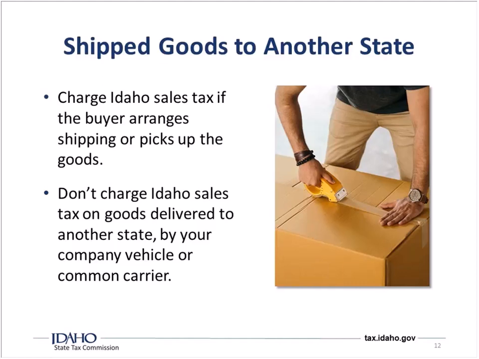If you're delivering it or arranging shipping to another state, you or your agent still have possession of it until it reaches that final destination. The transfer of the property takes place in the other state, so you're not going to charge Idaho tax. You may have to charge tax based on that other state, but we're going to talk about that in just a second. Now, if the buyer comes to Idaho and picks up the goods, or if they arrange for the shipping, they took possession of the goods in Idaho, so that transaction is taxable in Idaho.